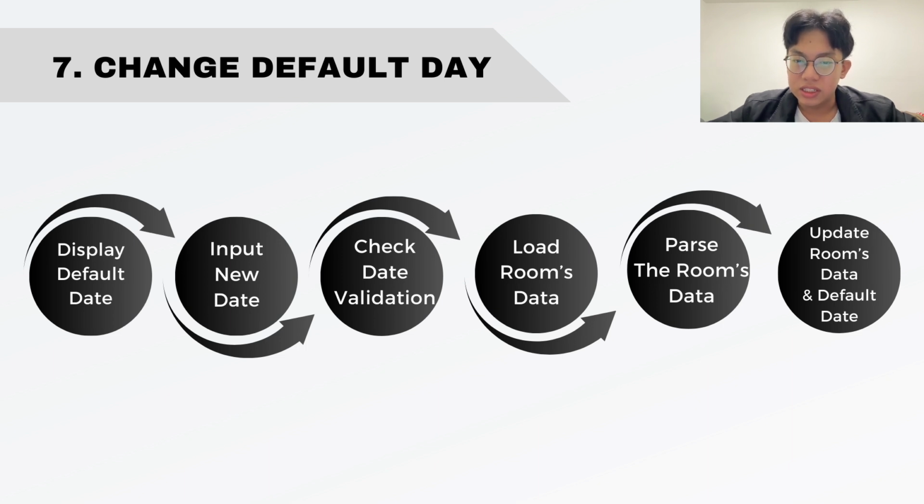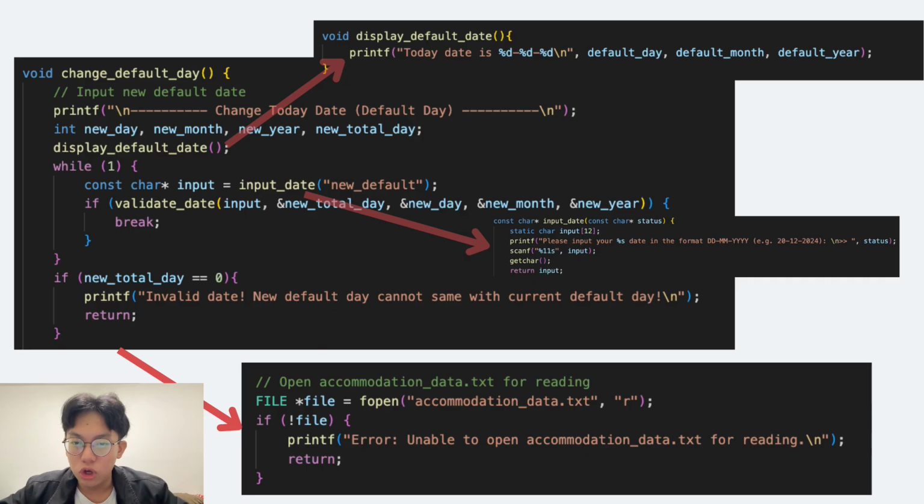changed. The system parses or processes the loaded data, preparing it for modification based on a new date. Finally, the system updates both the room's data and the default date to reflect the changes made. This ensures all records remain consistent and up to date. This stems from a robust framework that prioritizes accuracy in handling updates while ensuring user input is properly validated. Next, we move into the detailed steps where the user updates the default date and validates it.